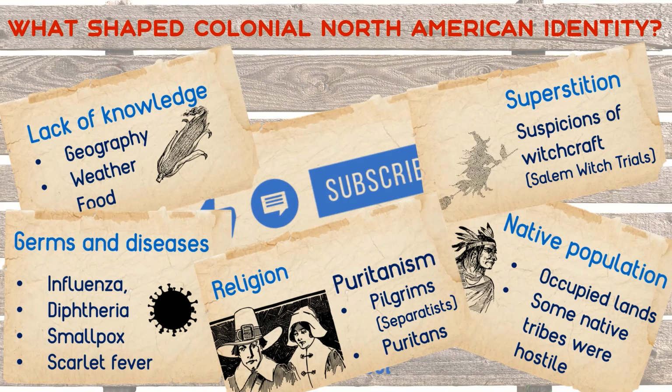From 1630 and on, Puritans began to arrive. The Puritans were non-separatists. They didn't seek to leave the Church of England, but to cleanse it from the influence of Roman Catholicism. As more Puritans arrived, they outnumbered the Pilgrims.